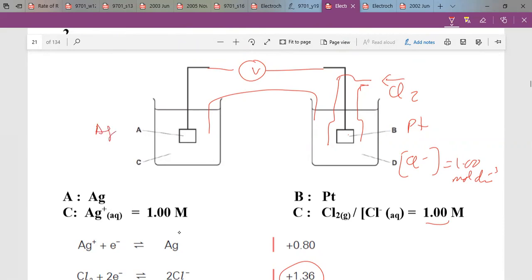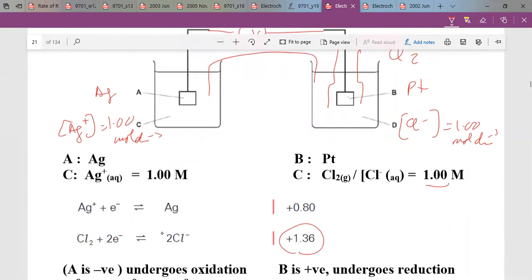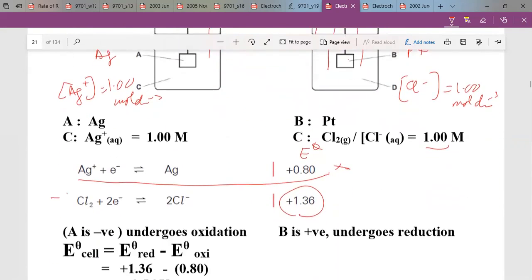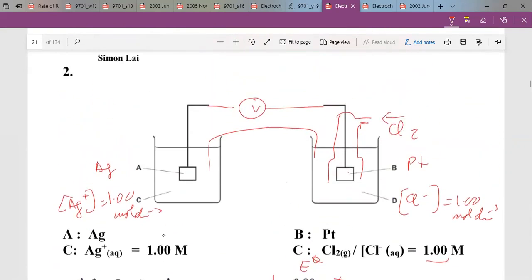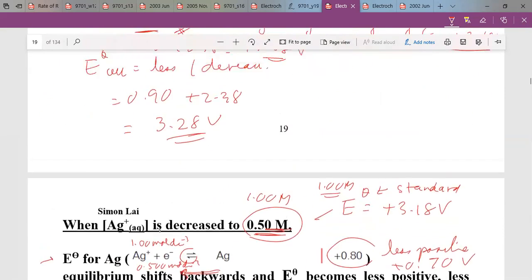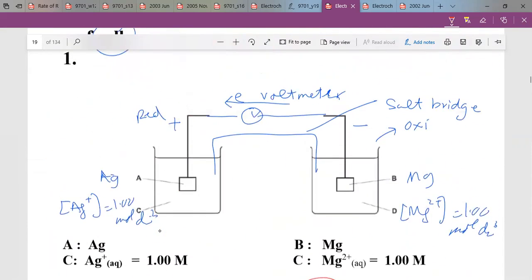This is of course silver. These are silver ions, which are standard, equal to 1.00 mole per dm cube. So under standard conditions, what is the EMF? Remember, I quoted it down here already. It's all written in the original form, E naught, written as reduction, chlorine. Which is positive and which is negative? Of course, the more positive one is positive and this is negative. So silver here is positive.